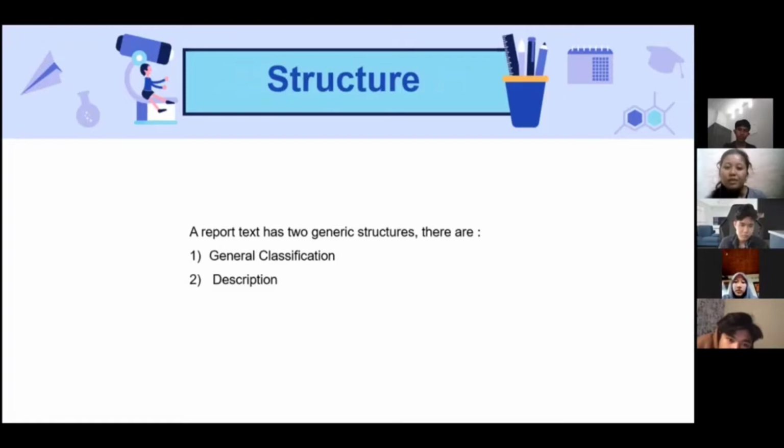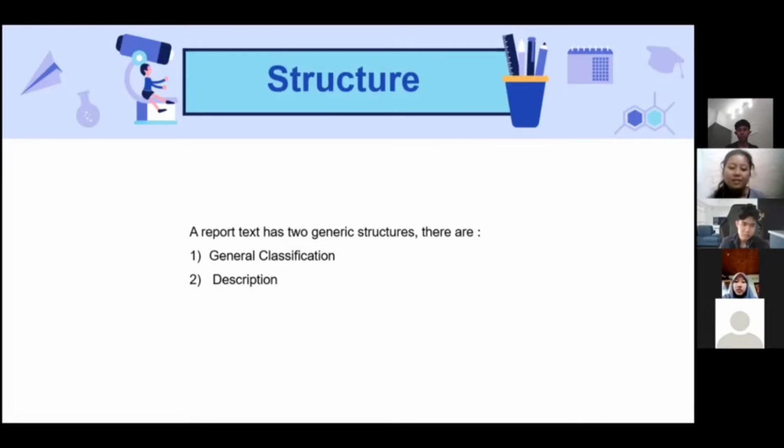Next slide. I will be explaining the structure of the report text. The report text has two structures. The first structure is general classification. General classification means statements that describe the general subject of the report, a common description, and classification.